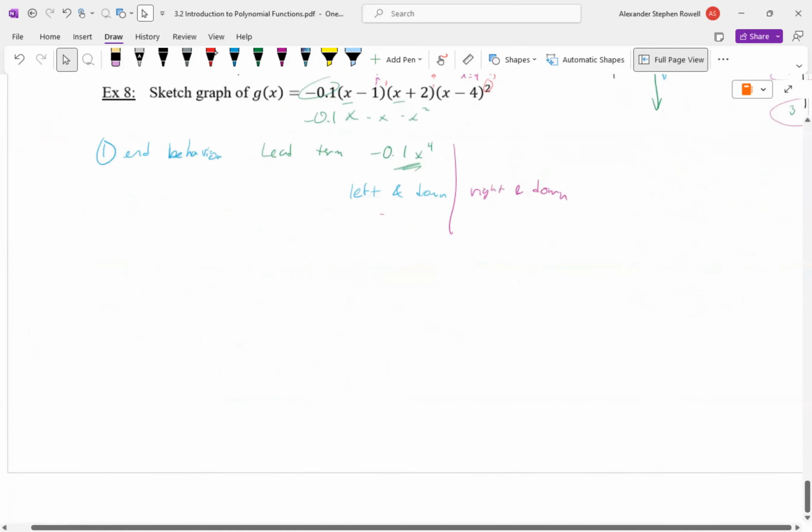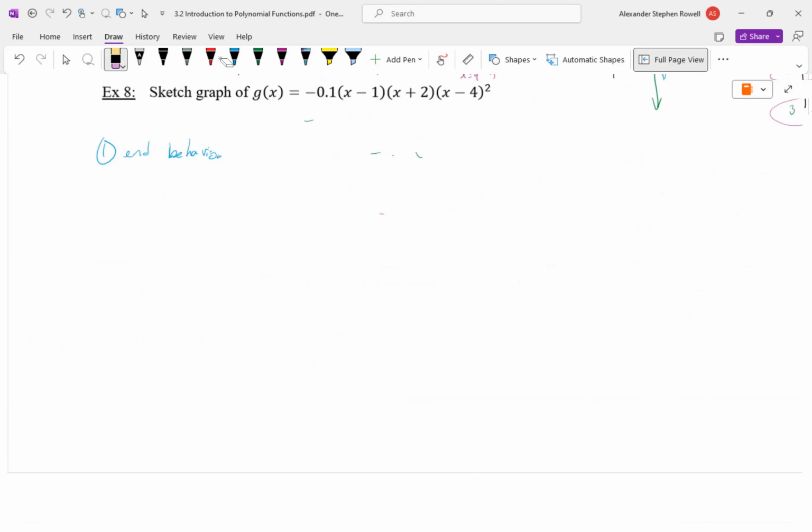Let's try another one. Let me erase all of this mess. Okay. If I expanded that, if I filled it all out, can anyone tell me what my lead term would be? Well, very close. Yes, to the 4th. If we fill this out, we'd have an x times an x squared, negative 0.1 x times x squared, negative 0.1 x to the 4th. If you don't believe me, FOIL it all out. Lots of fun. This is the lead term.